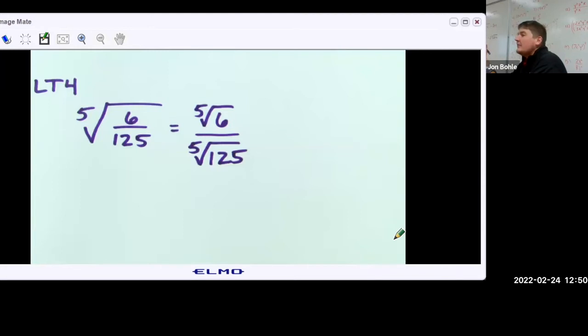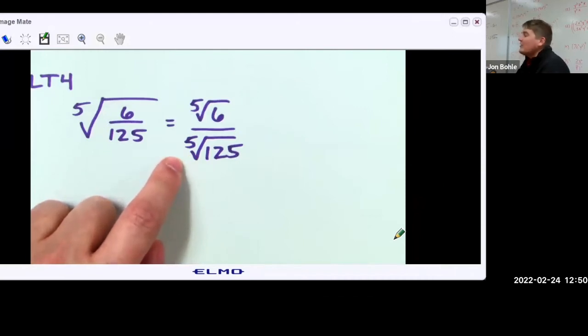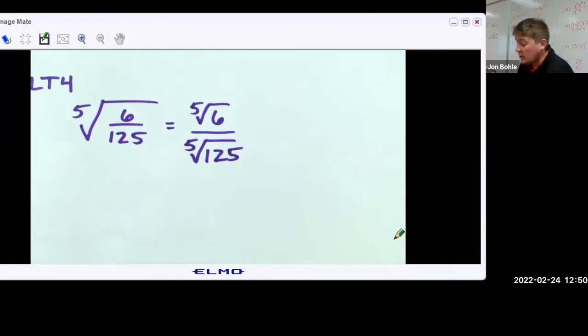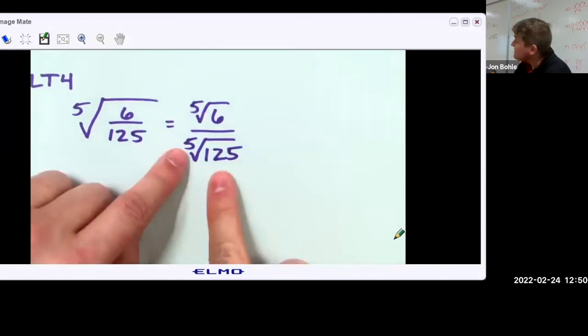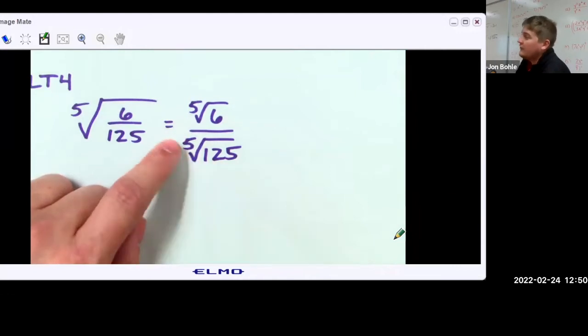We need the bottom to be, no, we're not there. We need the bottom. Yes. Okay. Specifically, and this is why I'm going over it, and I'll continue to go over it, I need the bottom number to be a perfect 5th power. This is not a conjugate one, because I don't have a plus or minus. I need this bottom to be a perfect 5th power, because if it's a perfect 5th power, I can just take the 5th root of it.